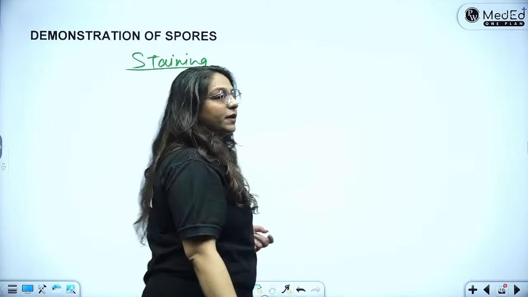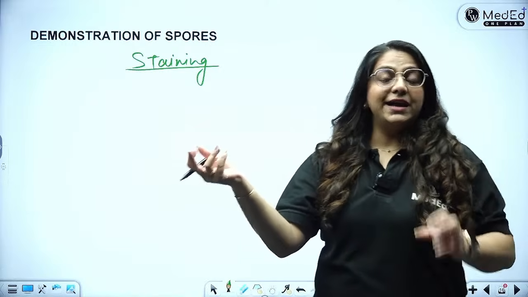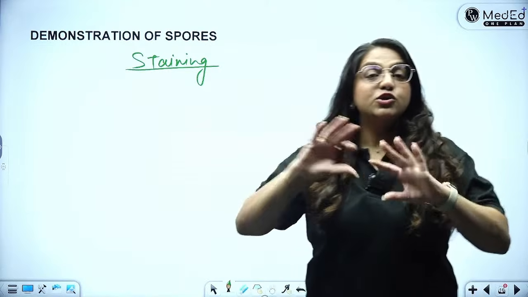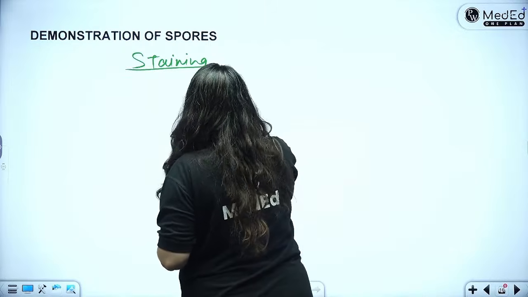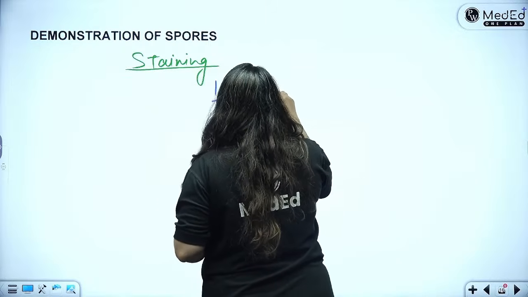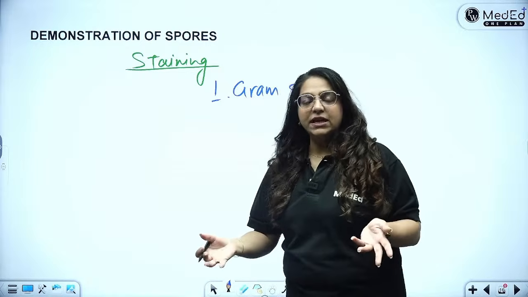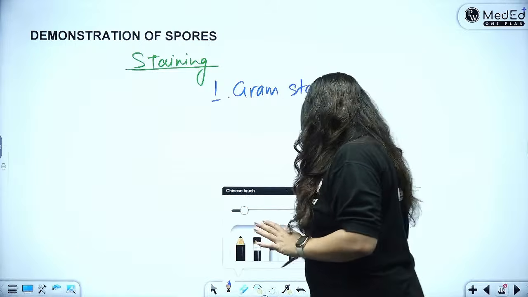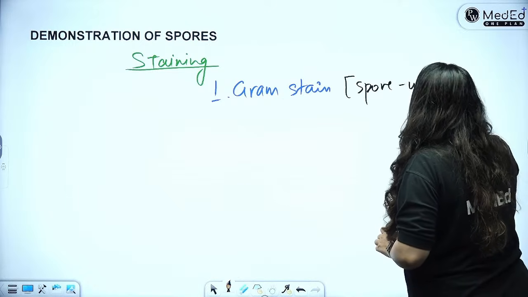So when I put a particular stain, I see the spore taking one color and the bacteria taking some other color. So there are two different stains which are taken. I can do the simplest of all, which is the gram stain. What will the gram stain do? In the gram stain, the bacteria takes the gram stain, but the spore remains unstained. Yes, the spore remains unstained. So I can see empty spaces.